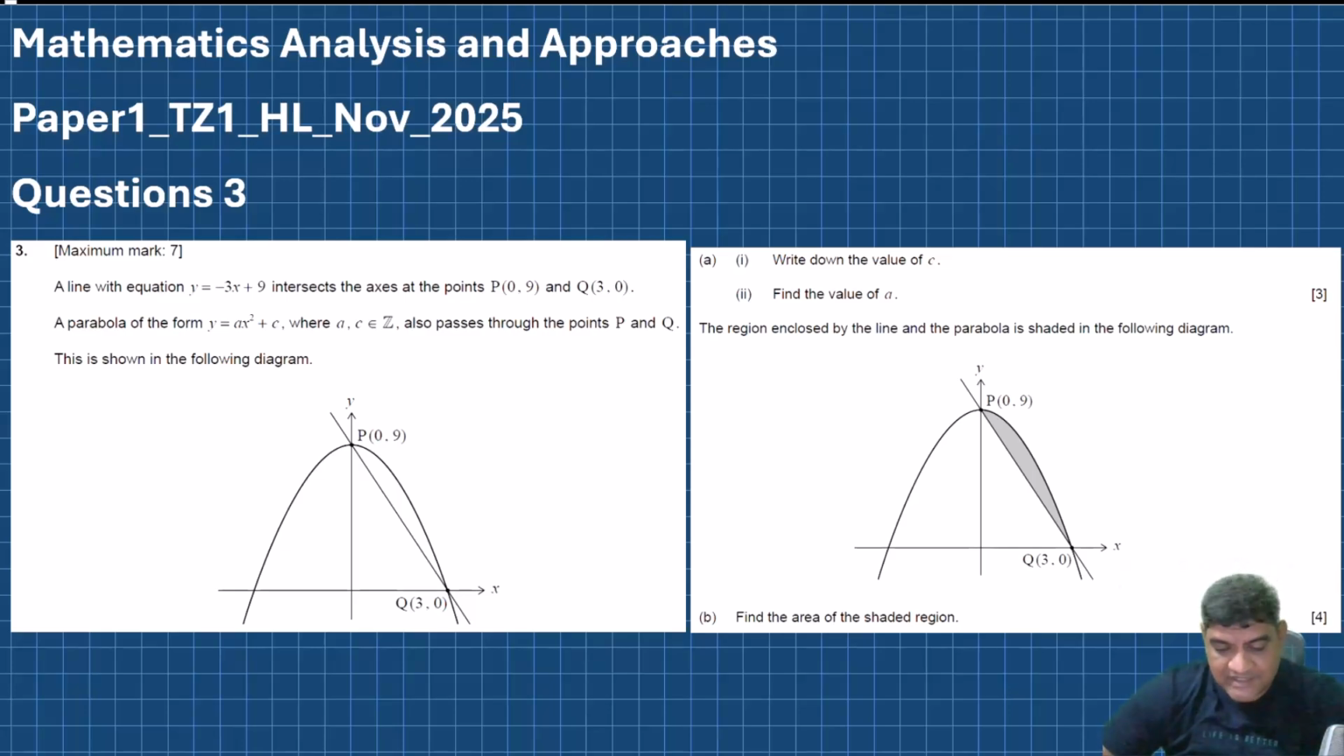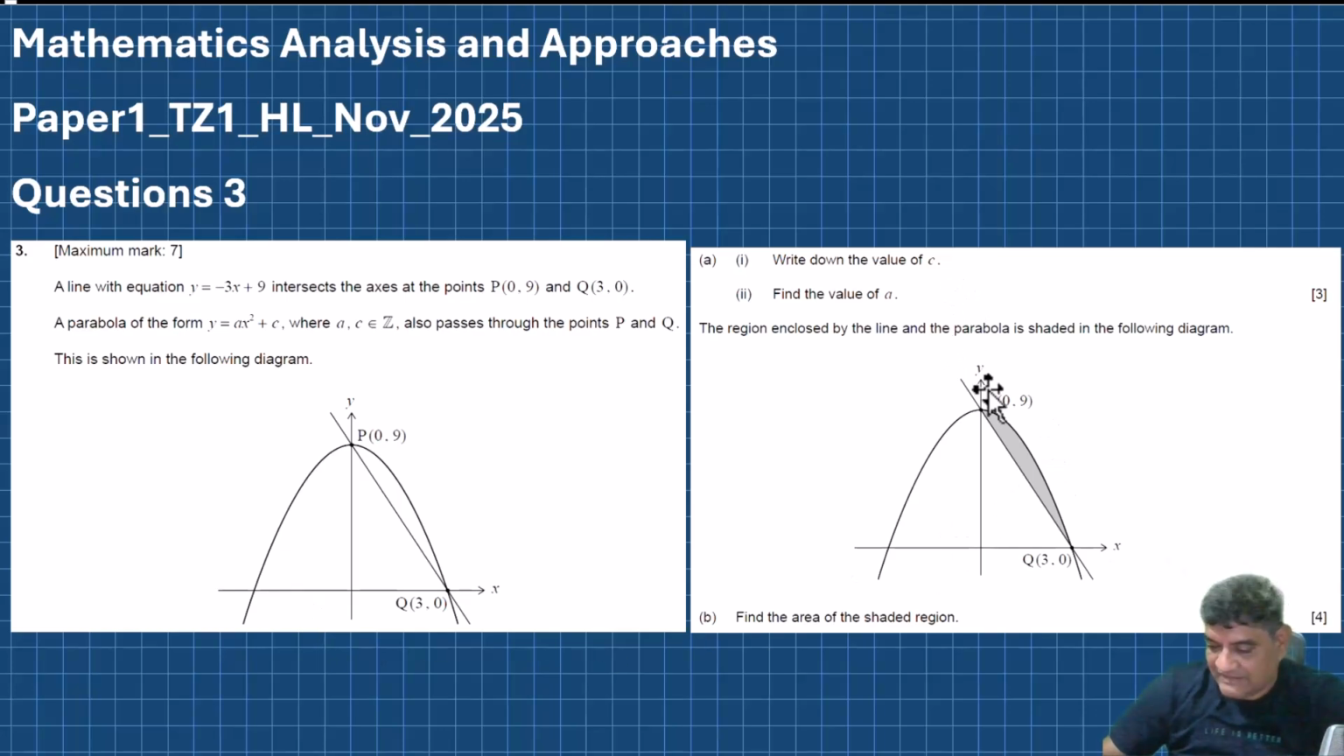Analysis and Approaches, Paper 1, Timezone 1, HL, November 2025, Question 3. In this question, he is asking us to solve two different equations. One is a straight line and the other one is a parabola. He says that the equation of the line intersects the axis at the point P and then at a point Q, which is here and there. There is also a parabola which is passing through the same points as shown in the diagram.